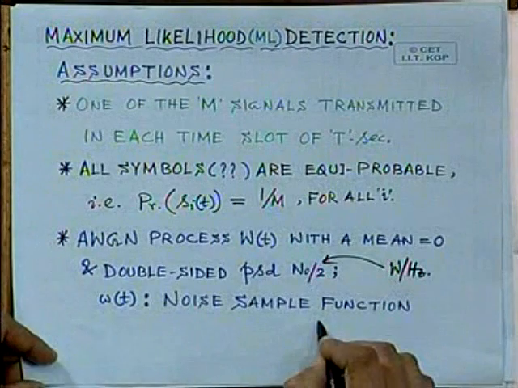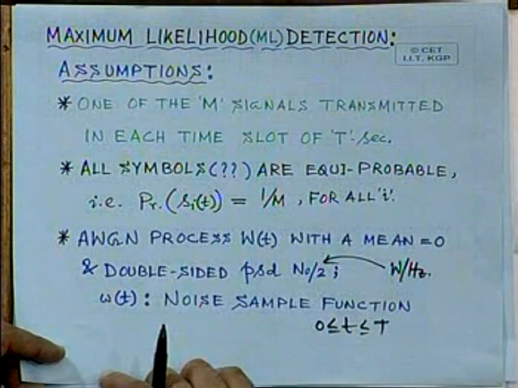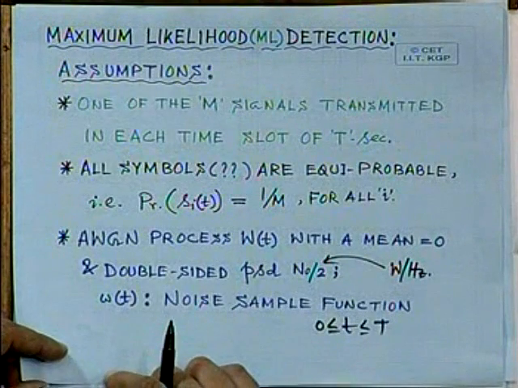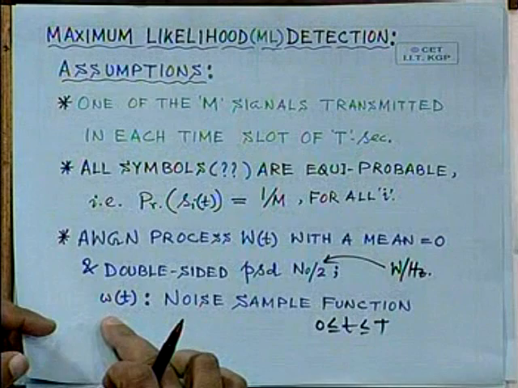Well, let's get back to my topic of maximum likelihood detection. The assumptions, I think they are okay now. This w(t) noise sample function is the sample function which I am going to add with the transmitted signal. This sample function I am interested in over the duration 0 to capital T, and this process will have an infinite number of such possible sample functions. That should be understood.